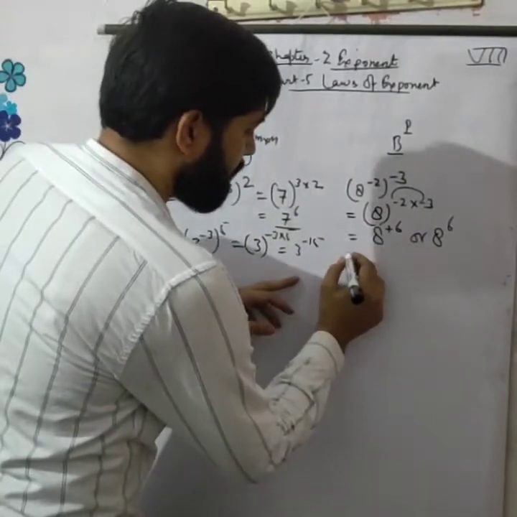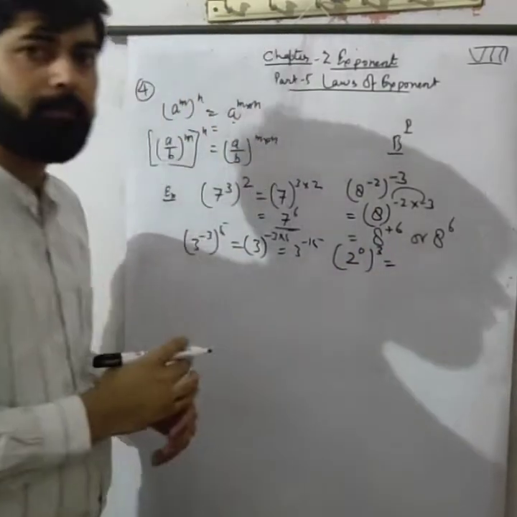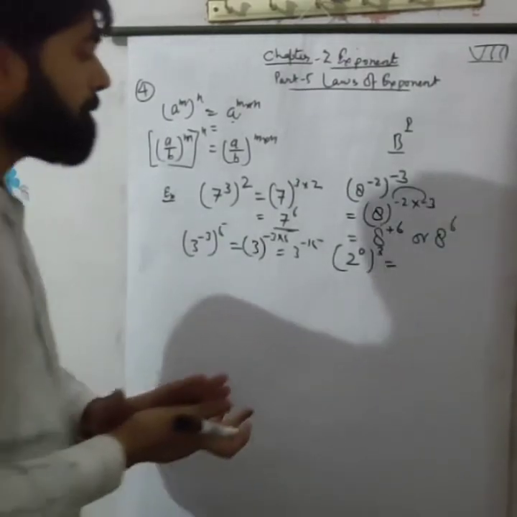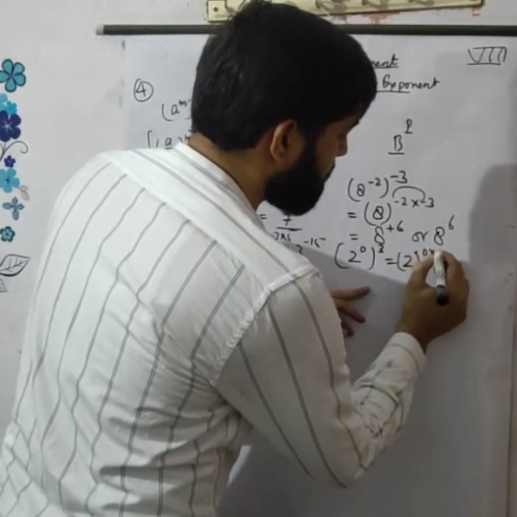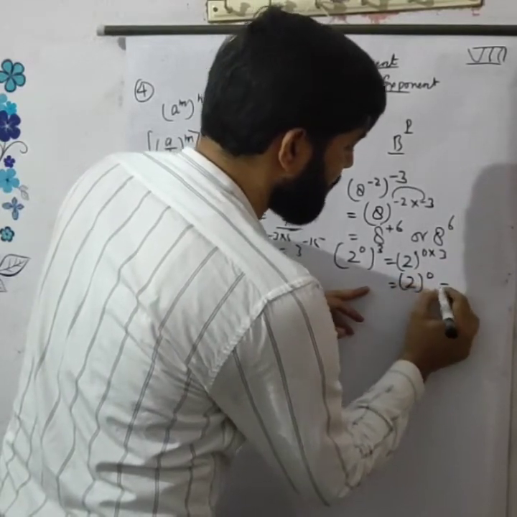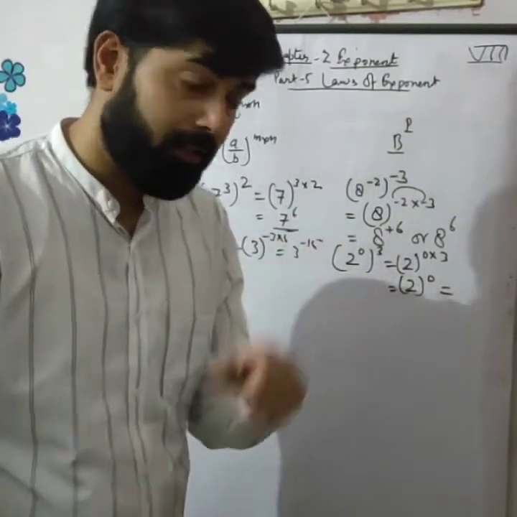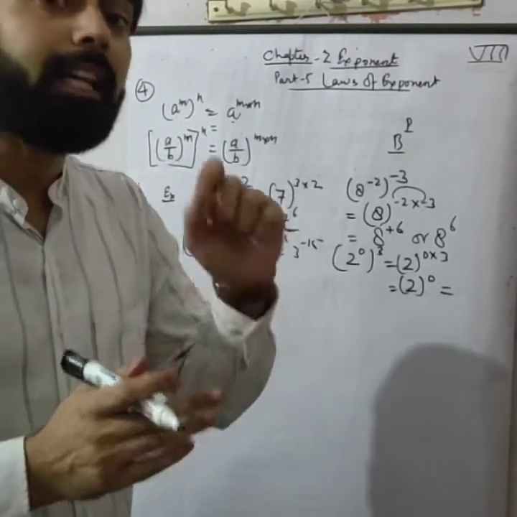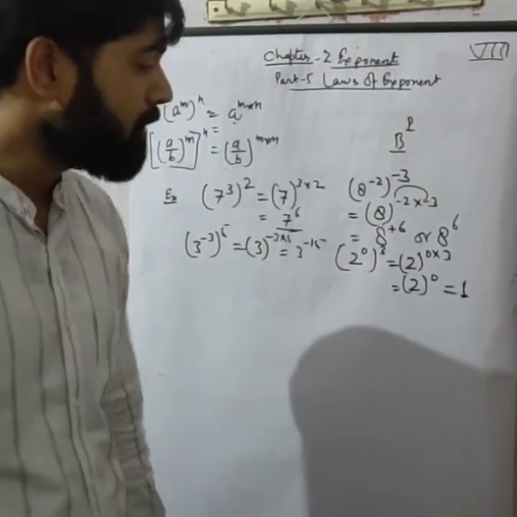Another example we take now, 2 raised to the power 0, whole raised to the power 3. So what is the value of this number? Power of power, power multiplied by power. So 2 raised to the power 0 multiplied by 3. 3 zeros are 0, so 2 raised to the power 0, and the value will be 1, because we know that if any non-zero number is raised to the power 0, then the value will be 1. So 2 raised to the power 0 means 1.